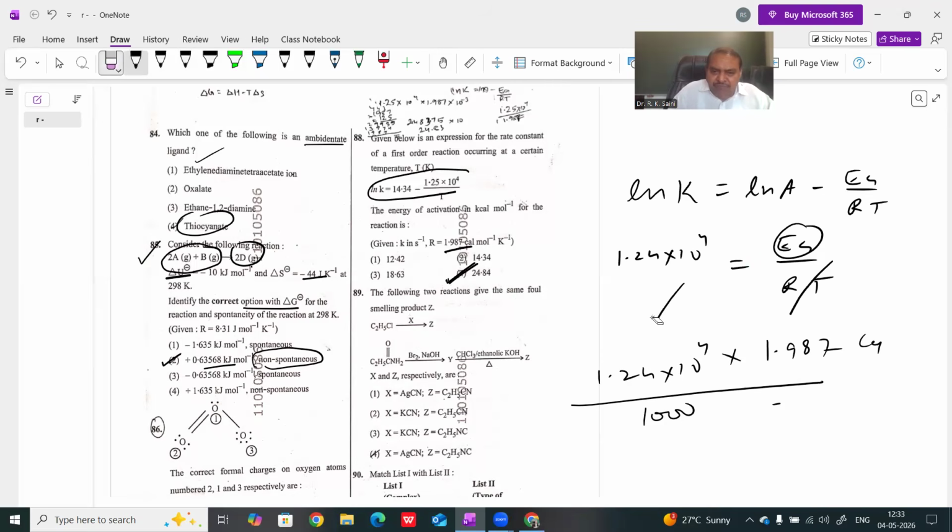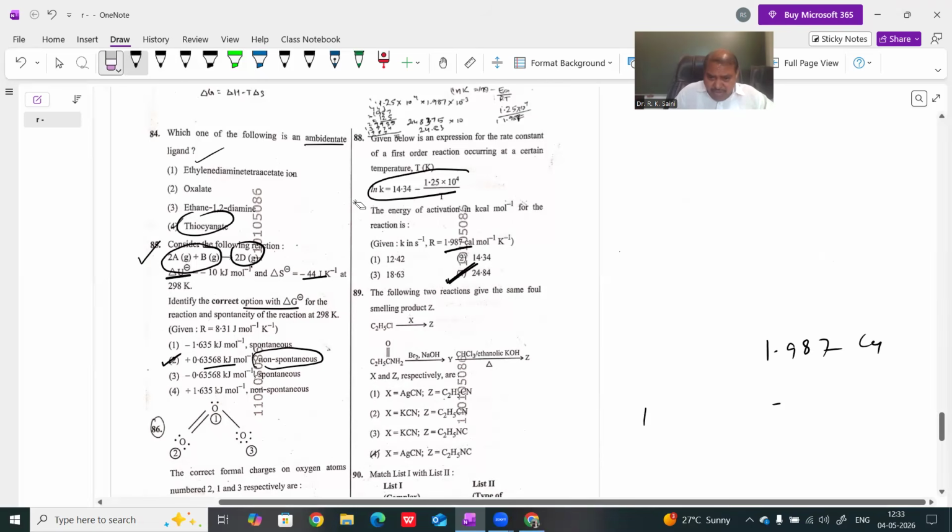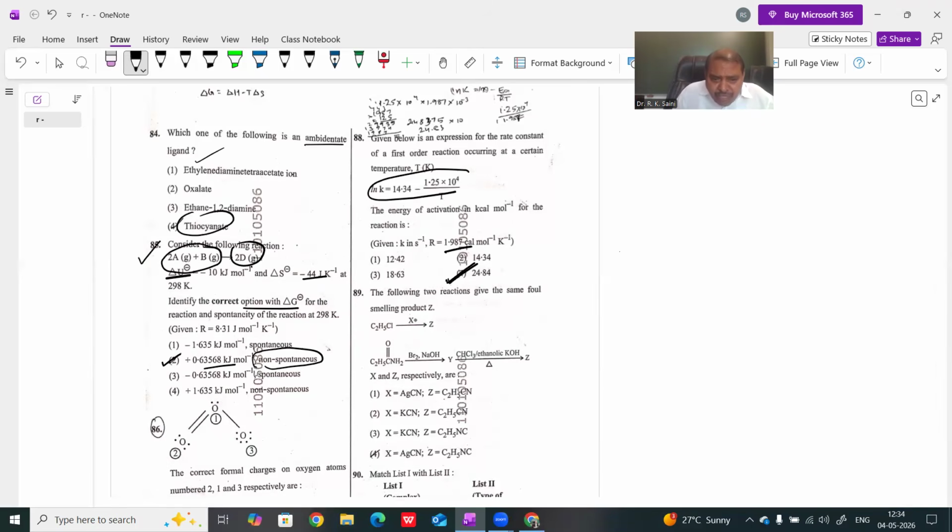Question number 89. Very simple, and taken from organic chemistry, the first chapter, alkyl halide, and your last chapter, namely amine, nitrogen compound. In this, compound X reacts to give Z, a foul smelling compound. It means it has an offensive or bad odor. When alkyl halide reacts with cyanide, particularly silver cyanide, the product is alkyl isocyanide, and they have an offensive smell.